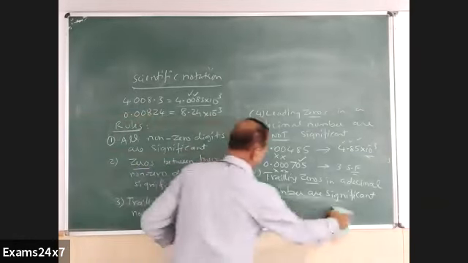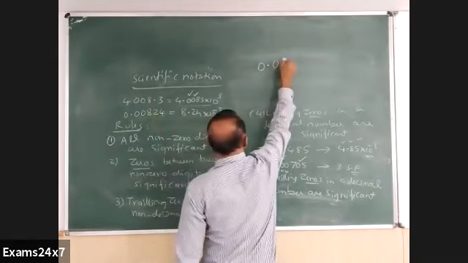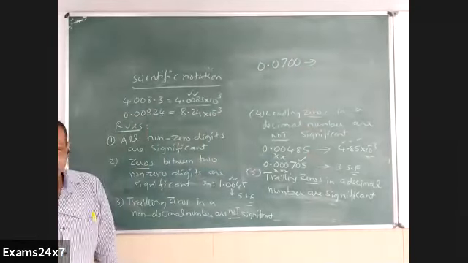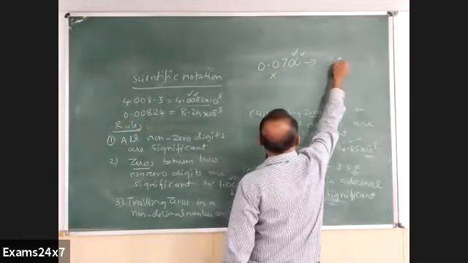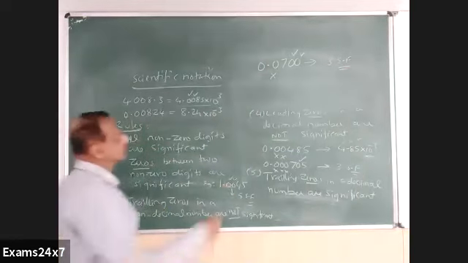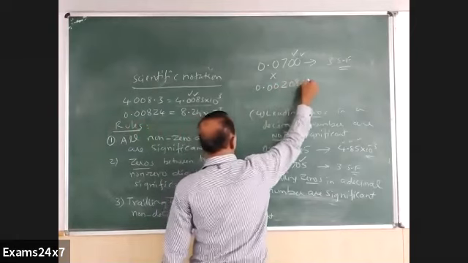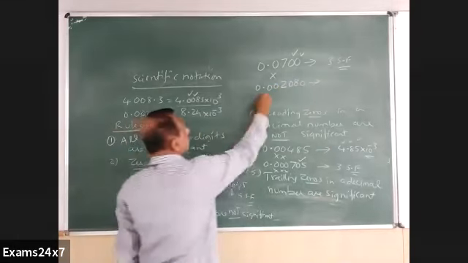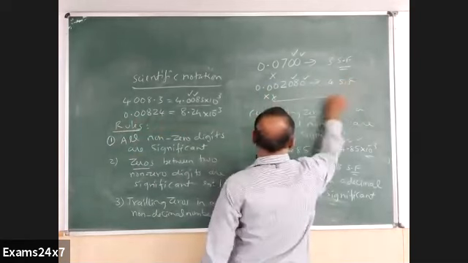Example, 0.0700 has how many significant figures? 3. This first 0 is not significant, but these two are. So 3 significant figure case it becomes. Or 0.002080 has how many? 4. These two are not, but these two are, so 4 significant figures are there in this.